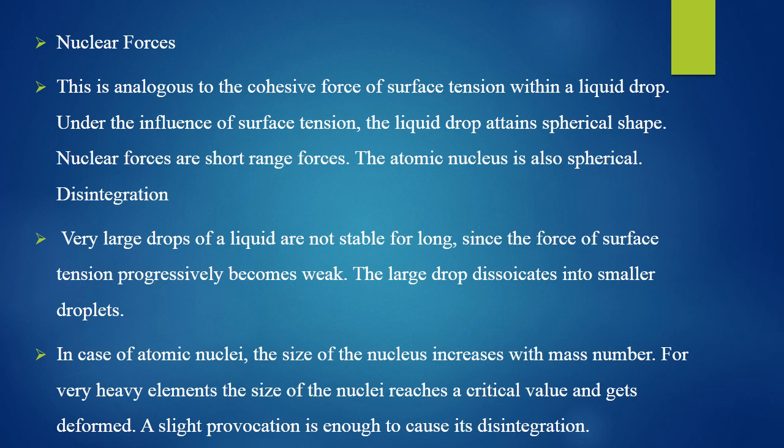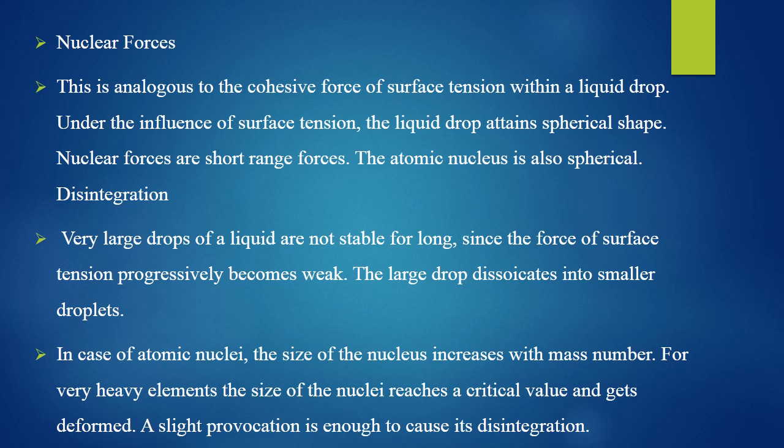It is considered as spherical in shape. Very large drops of liquid are not stable for long, since the force of the surface tension progressively becomes weak. If it is not strong, it is obvious the structure, that is the surface, is similarly weak. The surface tension is weak, and the large drop dissociates into smaller drops, and it is nuclear fission.